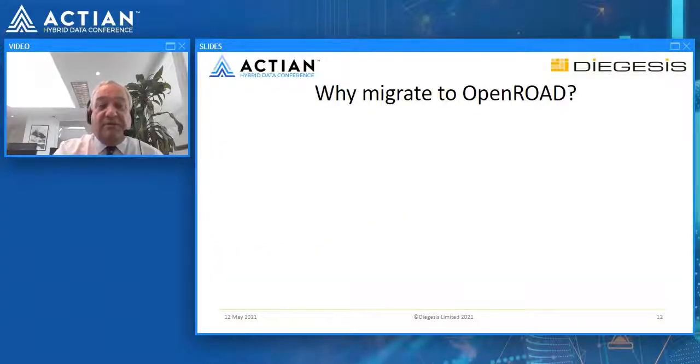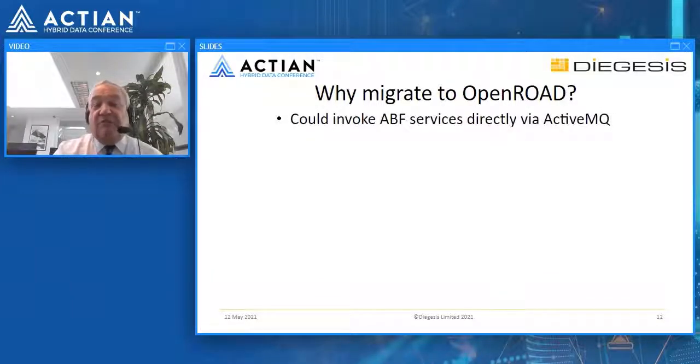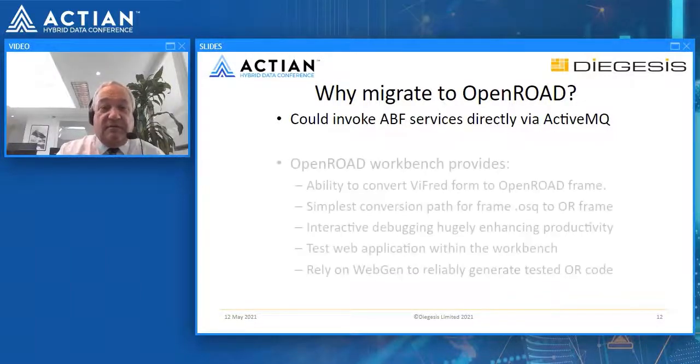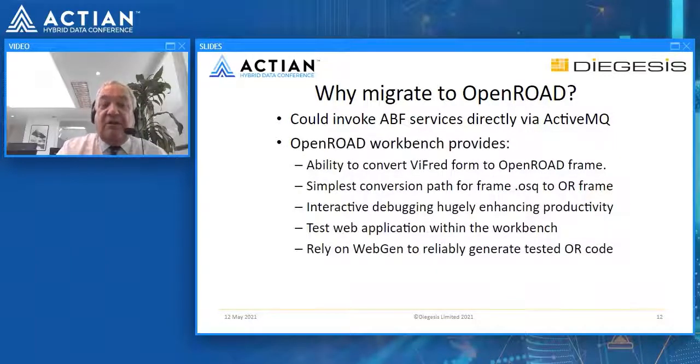So why migrate to OpenROAD? We could stick with the initial model and invoke the ABF services directly via ActiveMQ. However, the Open Workbench provides a whole rich set of capabilities for us. So there's this ability to convert the VIFRED form and suck it in and create an OpenROAD frame.